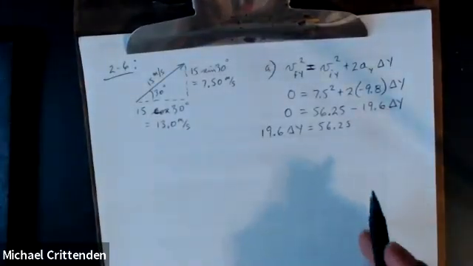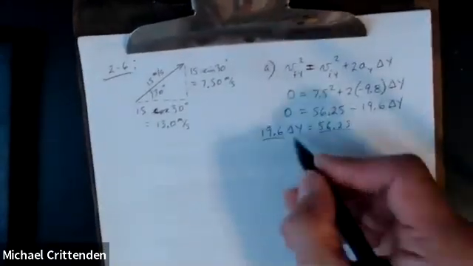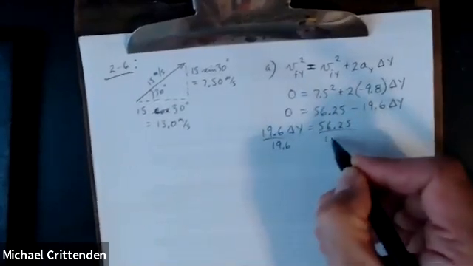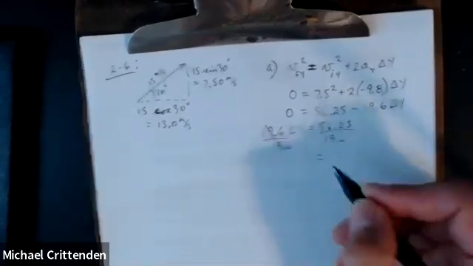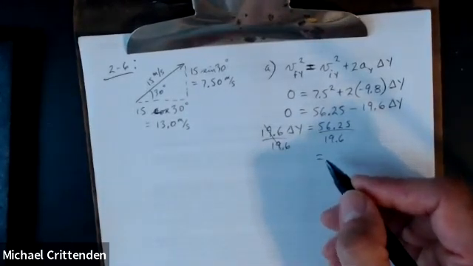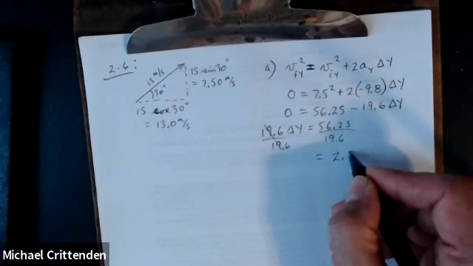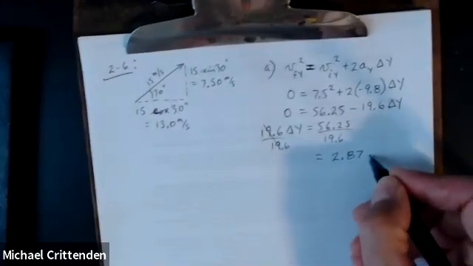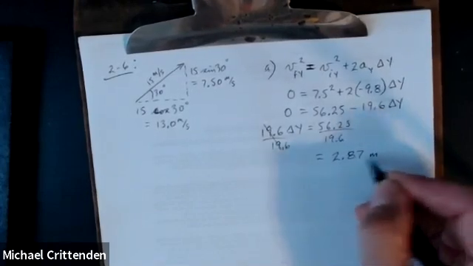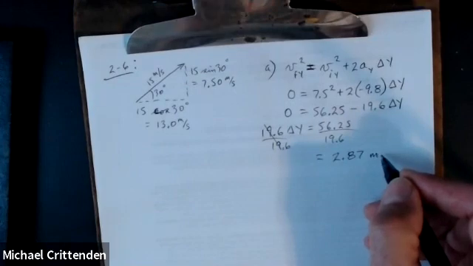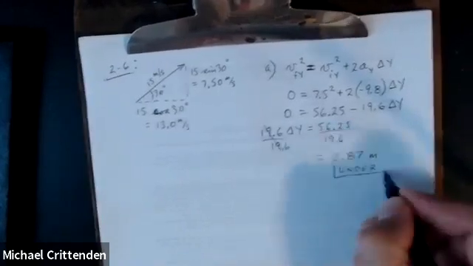So a few lines of elementary algebra, you add that to both sides, and then divide both sides by the 19.6. And that's 2.87. But the way the question is phrased, it doesn't actually ask for the distance. It just asks for over versus under. Well, this is under. So that would be the answer there.